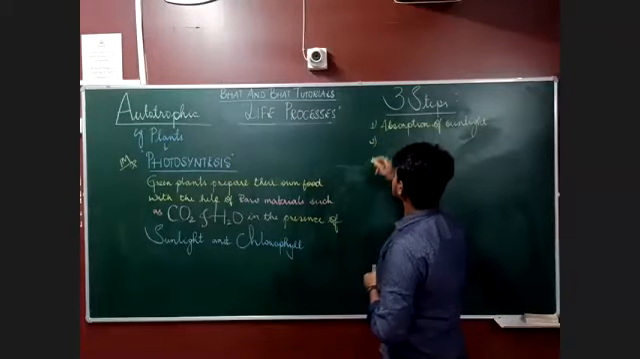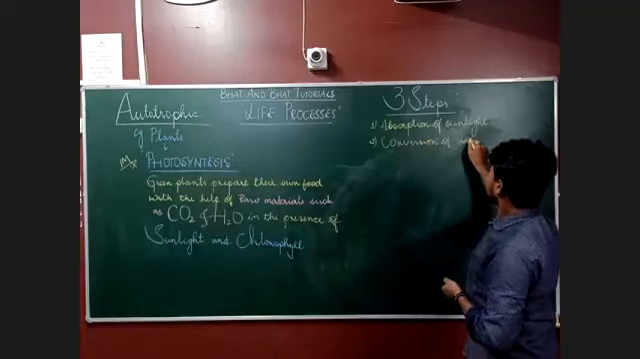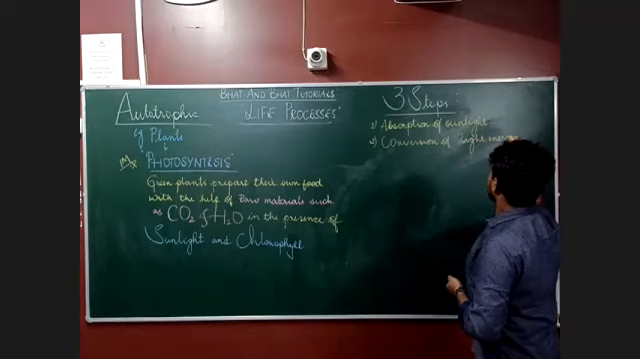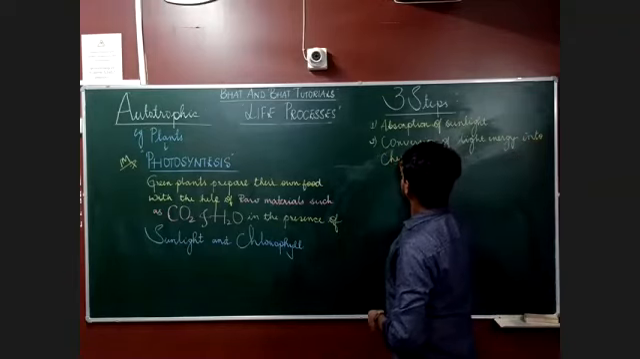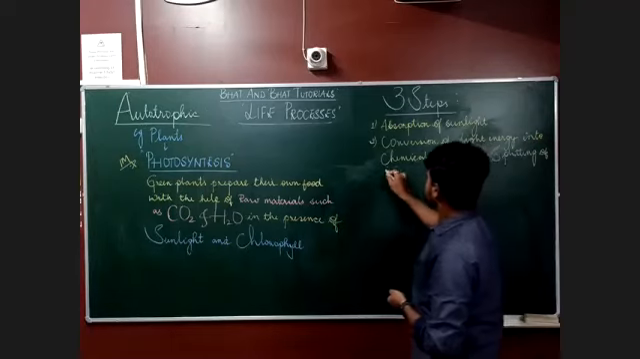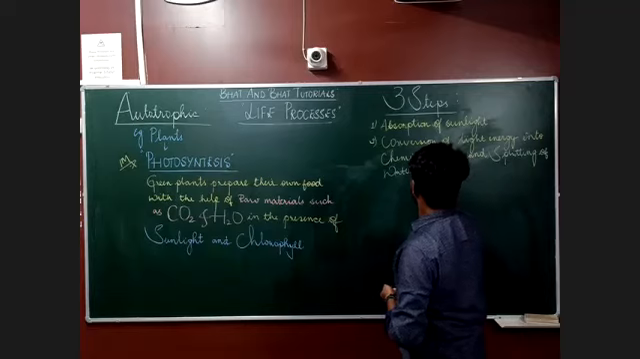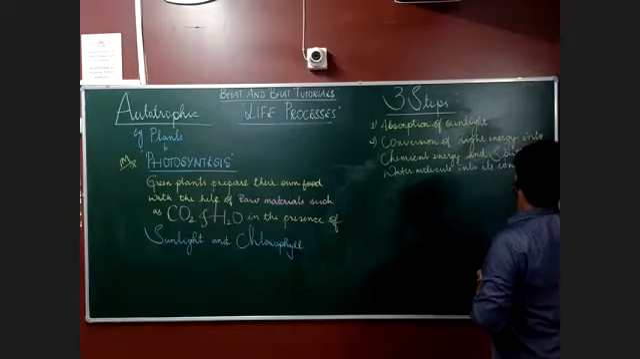Now, what is the second step under photosynthesis? Conversion of sunlight, which is in the form of light energy, into chemical energy, and splitting of water molecule into its constituents. So now this is the second step.